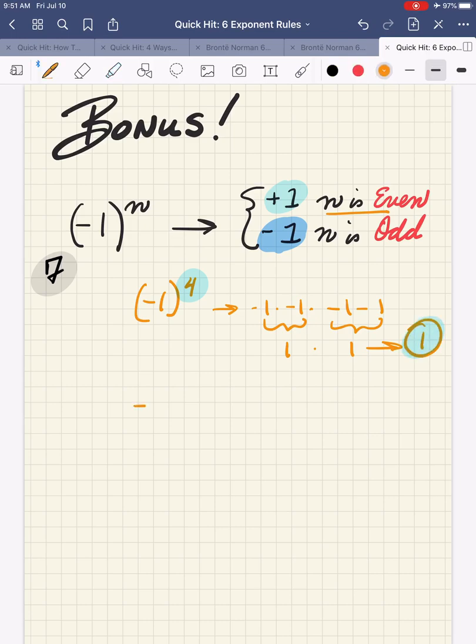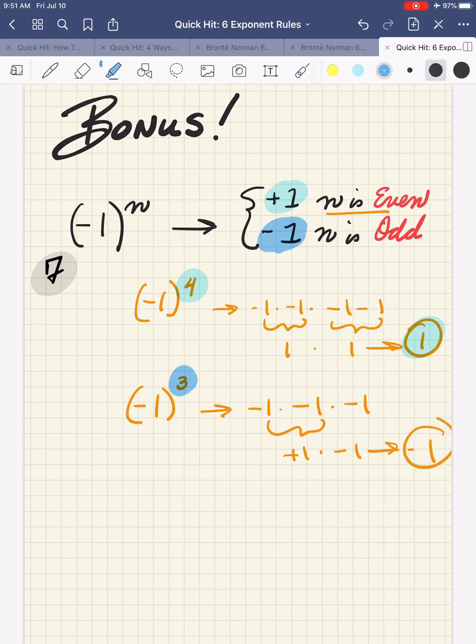But if I take -1 and I raise it to an odd integer, in this case the noble number 3, we see that it would be -1 times -1 times -1. -1 times -1 is +1, but +1 times -1 is -1. So again, that rule is, if I take -1 and I raise it to an even integer, 2, 4, 6, 8, 10, that's going to give me positive 1. But if I take negative 1 and I raise it to an odd integer, 1, 3, 5, 7, 9, it's going to give me negative 1 again. And that is your bonus rule.